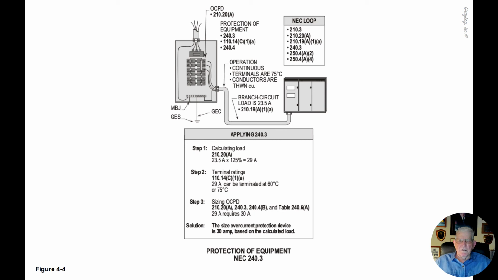Now this illustration deals with protection of equipment. Now the overcurrent protection device ahead of the conductors has to protect the equipment in accordance with 240.3 of the NEC. Now to perform this procedure here, we very highly suggest that you review the NEC loop.